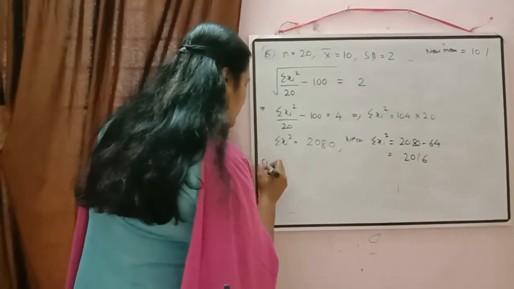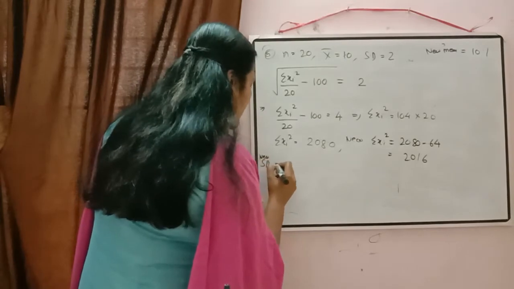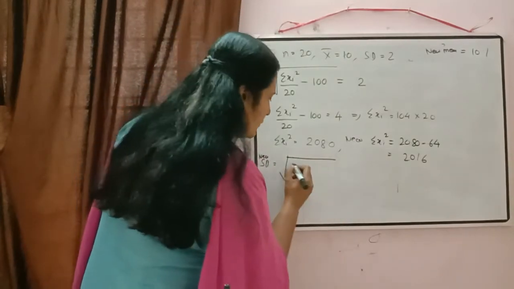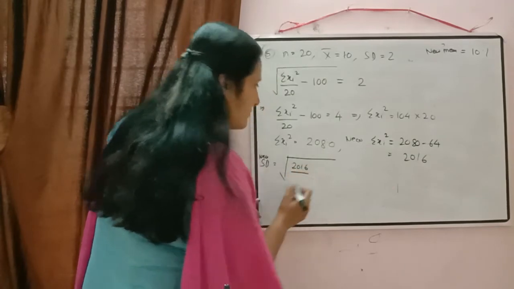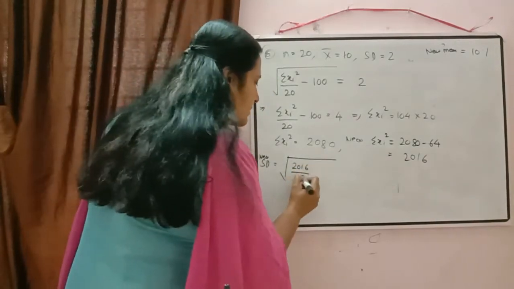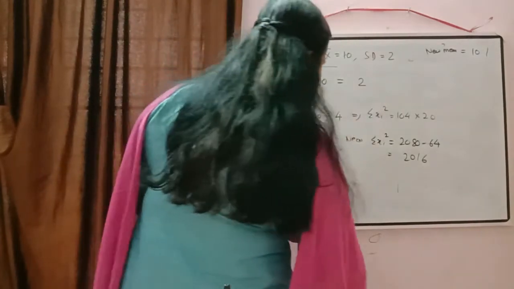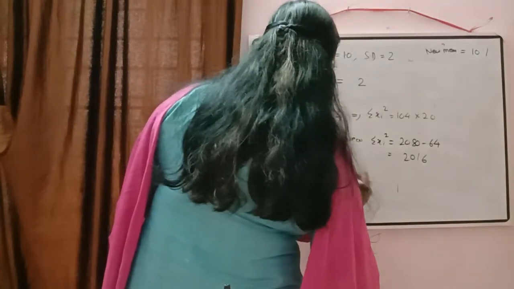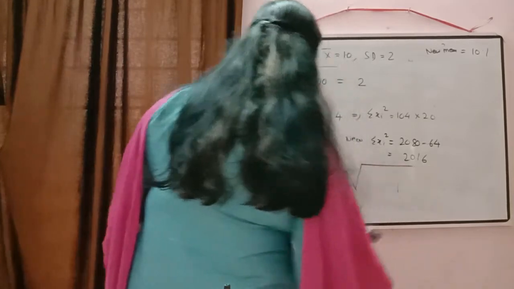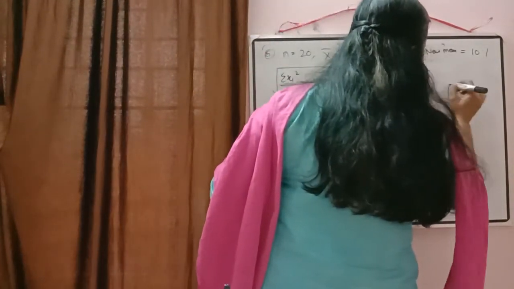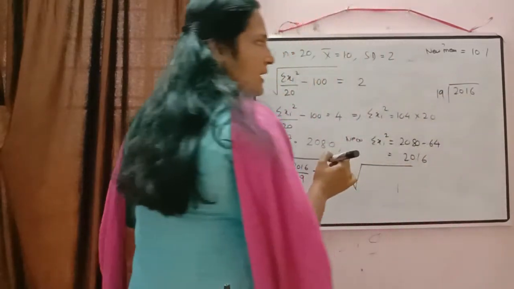Now we can write down what will be the new standard deviation. Square root of sigma xi square, the new value is 2016 by. Now how many observations are there in total? 19, minus the new mean we got, 10.1 square. So square root of 2016 divided by 19. 2016 we are going to divide by 19.